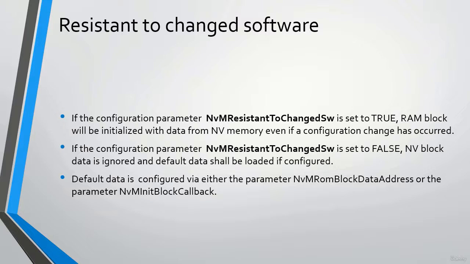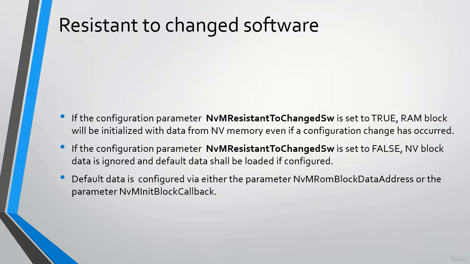Now, if the parameter is disabled, that is, set to false, the NV block data is ignored because we can't use it anymore since the configurations are not matching. For example, if 6 blocks were configured in the NV memory, maybe the current configuration has 8 blocks, and then there can be a mismatch in the IDs. So in that case, we are preventing that from happening. That's why we are not fetching the data from the NV block. Instead, we'll use the default data, which is loaded only if it is configured, right?